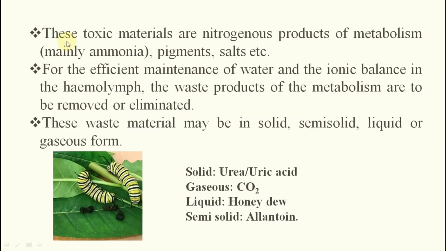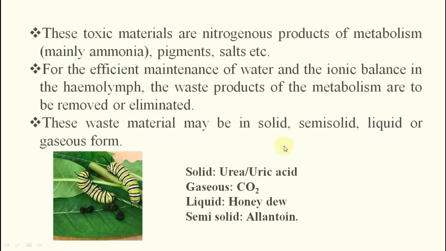Now you see these toxic materials. Generally, what happens to those? These are normally the nitrogenous products or byproducts. It may be ammonia or uric acid, any kind of pigment, salt, ion, any kind of things may be there, but generally two things are there. One is uric acid, another one is ammonia. For the efficient maintenance of the water and the ionic balance in the haemolymph, in the blood, the waste products of the metabolism have to be removed, or eliminated.